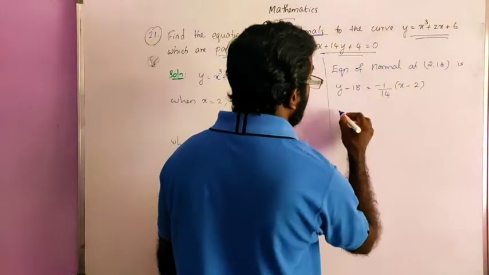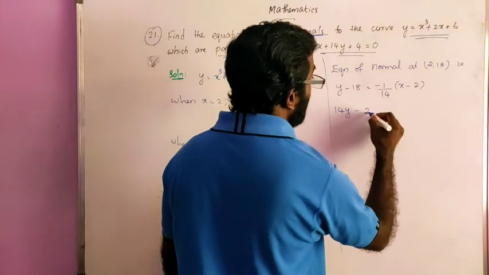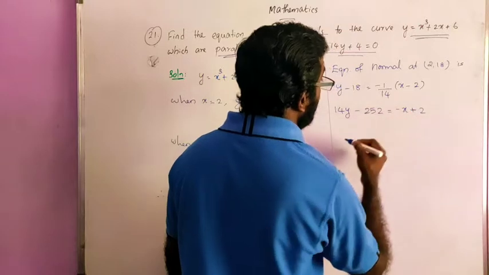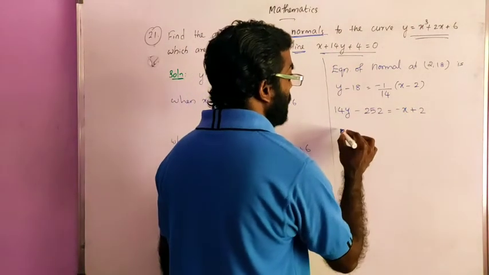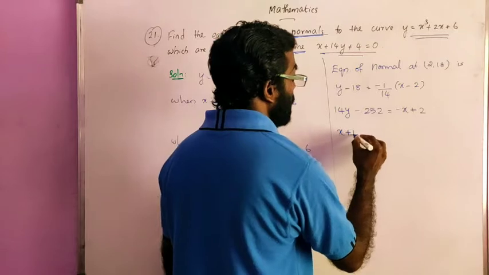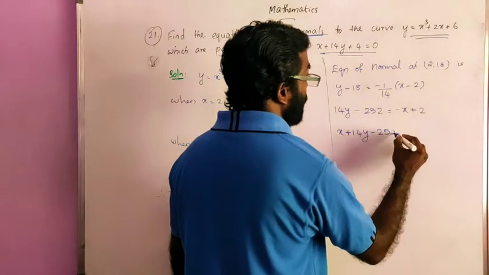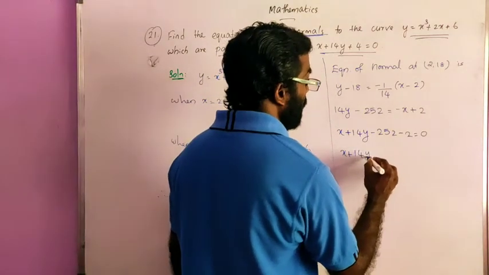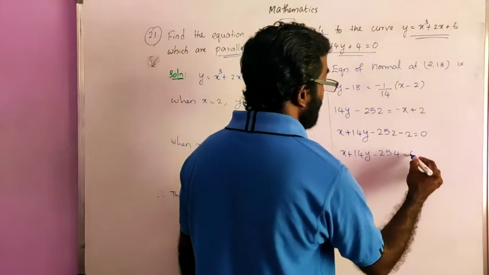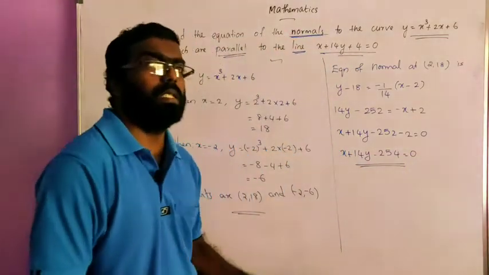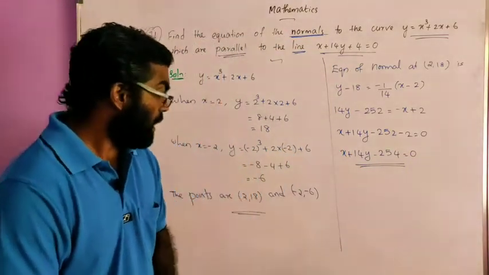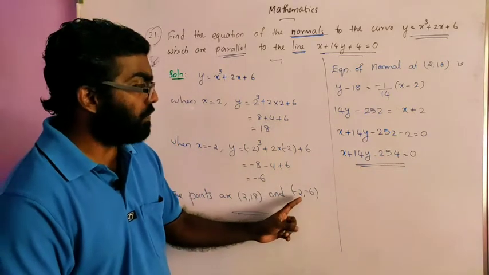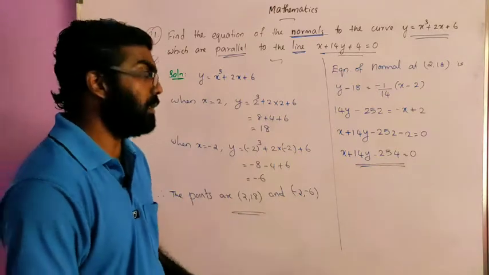Now we can multiply 14. So 14y minus 252, which is equal to minus x minus of minus plus 2. Now we can take this minus x to left side, it becomes plus x, so x plus 14y minus 252 minus 2 is equal to 0, that is x plus 14y minus 254 is equal to 0. Okay, so this is the equation of the normal at the point 2 comma 18. Clear? Now we can find equation of the normal at the point minus 2 comma minus 6.